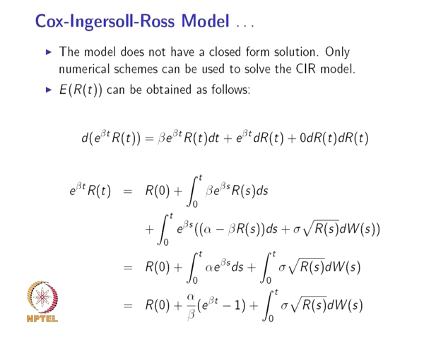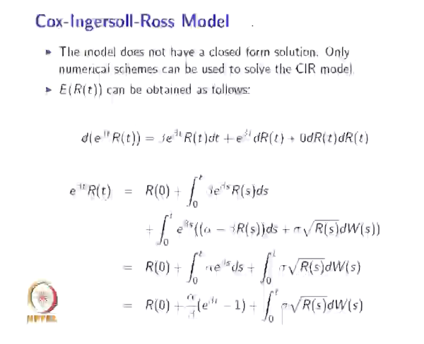Now, we are discussing the solution. This model does not have a closed form solution, only numerical schemes can be used to solve the CIR model. So, we are finding the expectation of R of t. We cannot use the Ito formula to get the solution, only numerical schemes can be used to solve the CIR model.